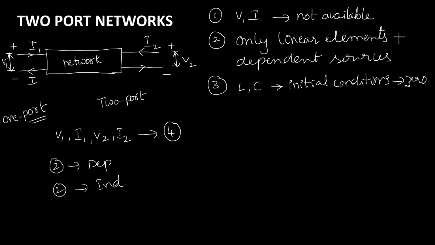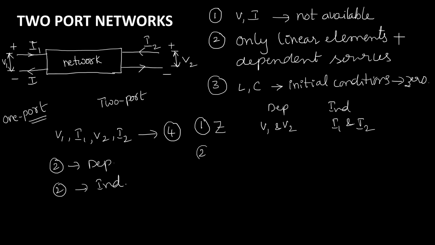Based on this concept, we can have different possibilities, like V1, V2 can be dependent and I1, I2 can be independent. Based on these different possibilities, we can have types of two-port networks in terms of parameters. The first one is Z parameters. Let me tell you the dependent and independent variables. In Z parameters, V1 and V2 will be considered dependent variables, and I1 and I2 independent variables.